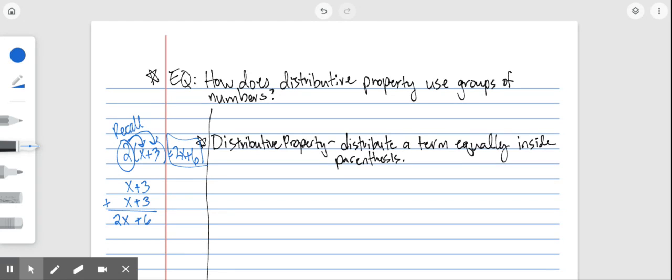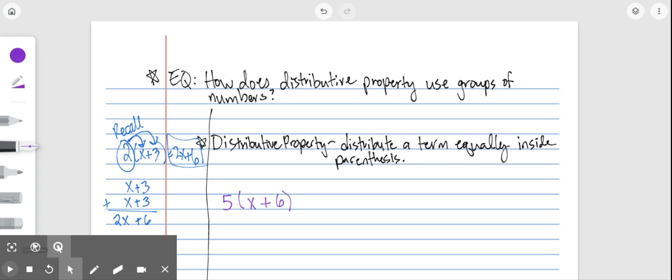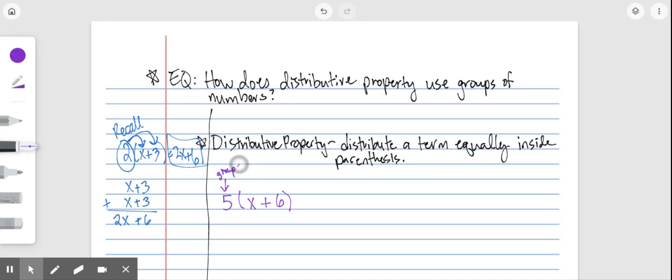So let's start with an example problem. Okay, we're going to start with 5 times x plus 6, because this is one that you can check by writing it out if you want to, but I'm going to show you how to use the distributive property instead of writing it out. So this 5 still stands for the number of groups. This is groups of. So this is 5 groups of x plus 6.